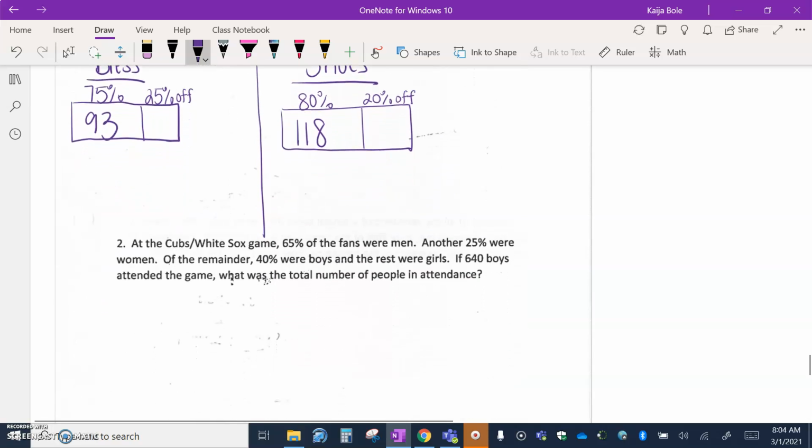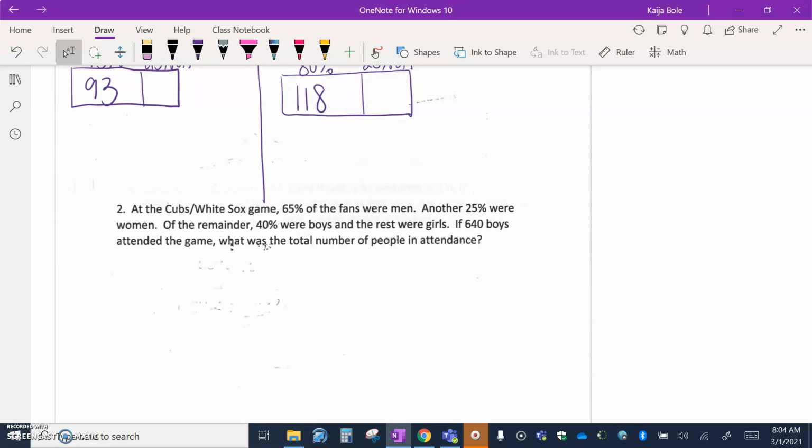Now, number 2 is talking about at the Cubs White Sox game, 65% of fans were men. Another 25% were women. Of the remainder, 40% were boys and the rest were girls. If 640 boys attended the game, what was the total number of people in attendance? Now, this is one where the visual really helps because there's a lot going on.